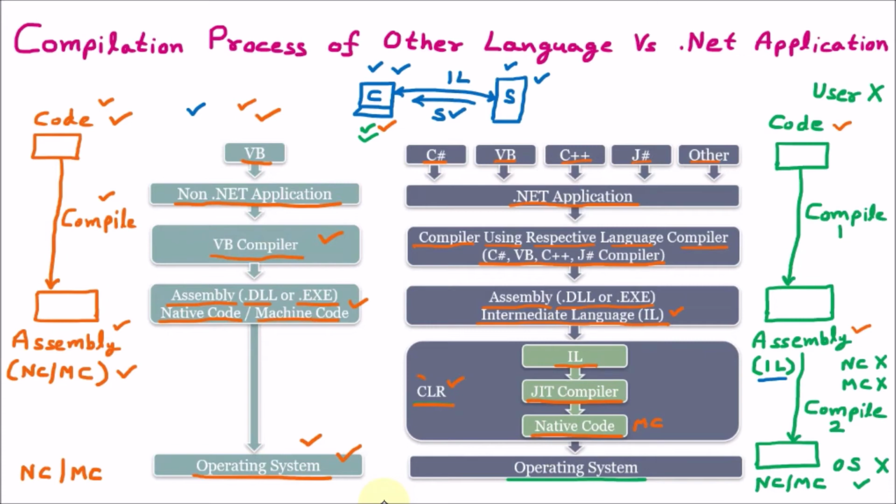Now CLR is required. With the help of CLR, it again converts the intermediate language to the machine code or the native code with the help of the JIT compiler. Now this machine code can work on the operating system. So this is the second compilation step. So there are two compilations in the .NET application. Now we are going to learn the proper differences between the compilation of other languages and the .NET application.